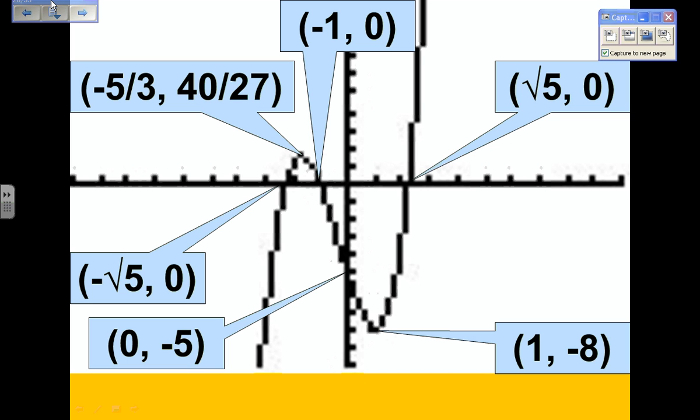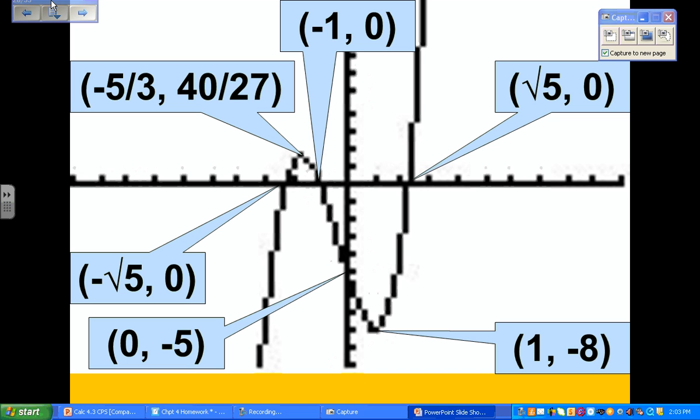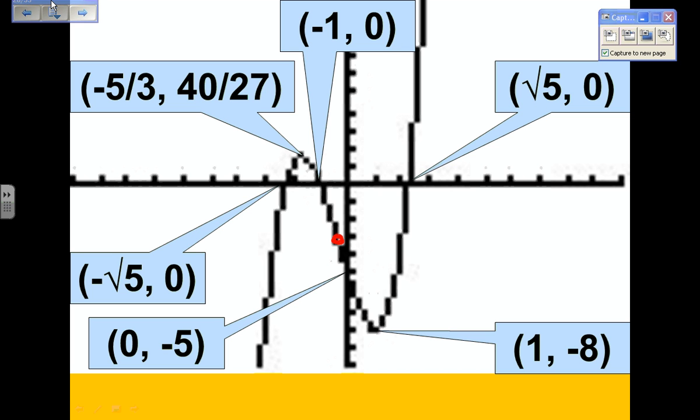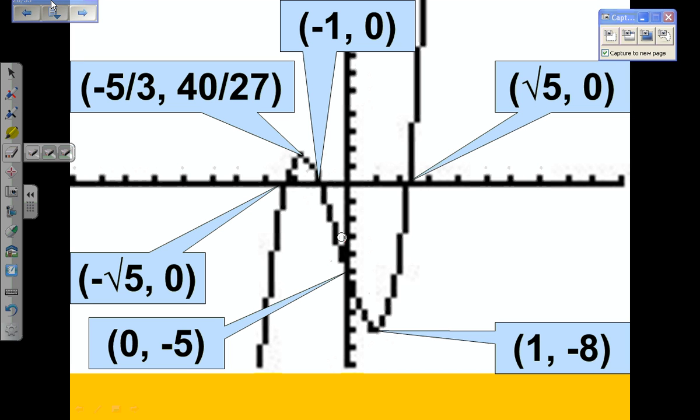Oh, the second derivative test. Almost forgot. That gives you this point right there. Not yet. But see, there's more to learn. And then once you get the second derivative, you can label that point as well. All right. Moving on. Oh, by the way, that was a point of inflection.